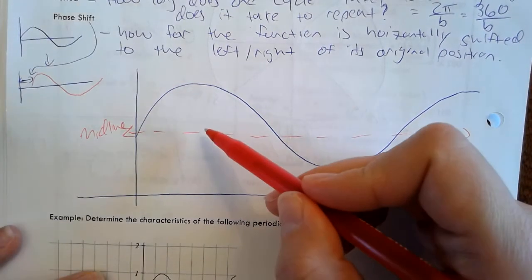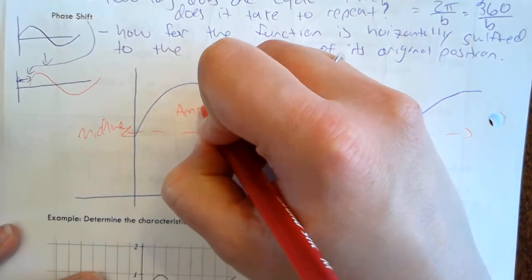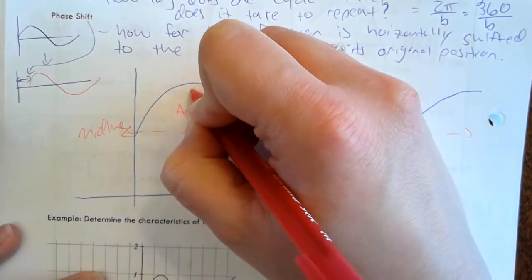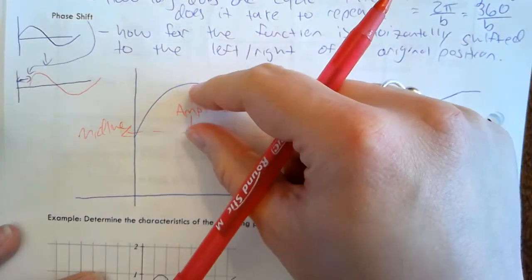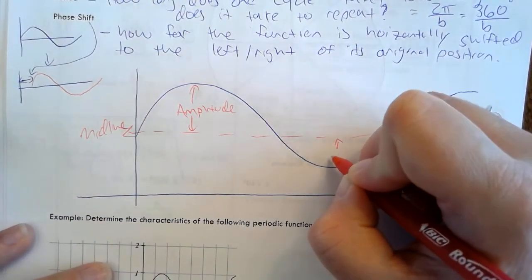Amplitude. Amplitude is the distance from this midline to the top. However big that is, like 4 units or 2 units or whatever. And it's also the same distance down here.